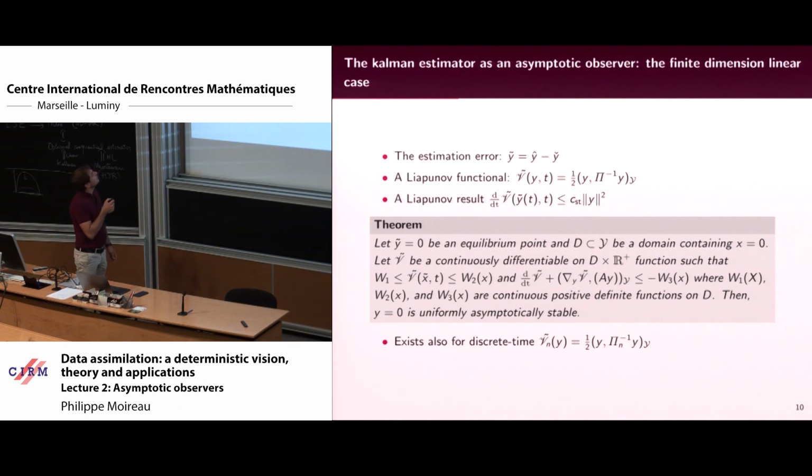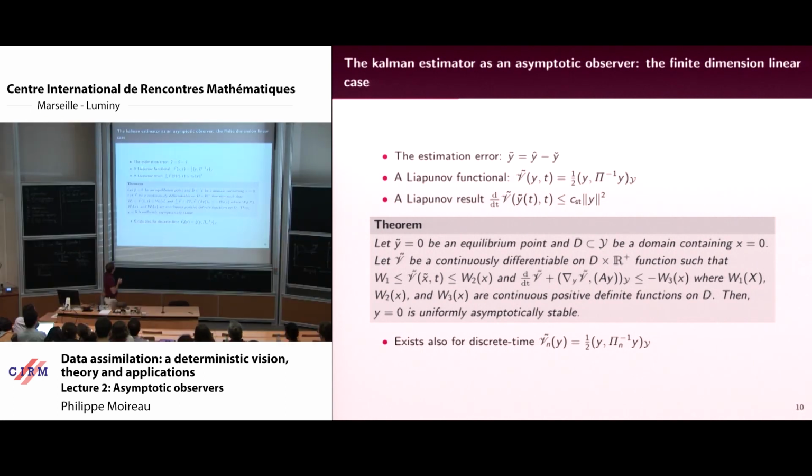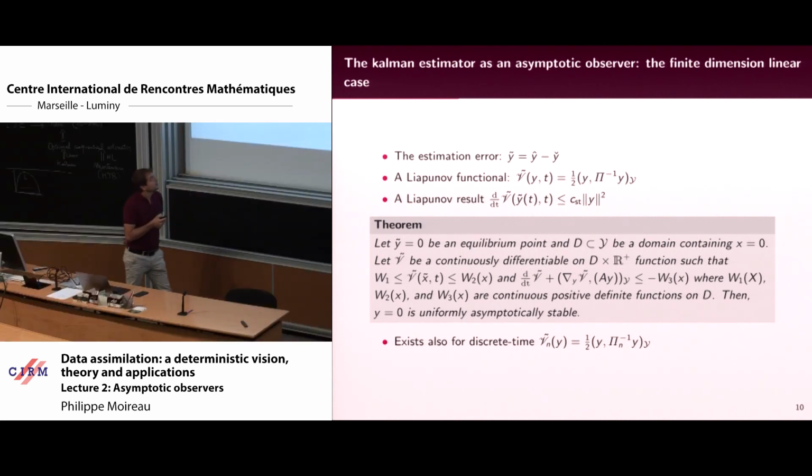We can think of the Kalman estimator as an asymptotic observer. So let's look at the finite dimension linear case. You compute this, and then you introduce a Lyapunov functional, which is exactly that. So for all y, pi minus 1 is the solution of the Riccati equation, and you have to prove that actually pi is invertible. And then you compute this.